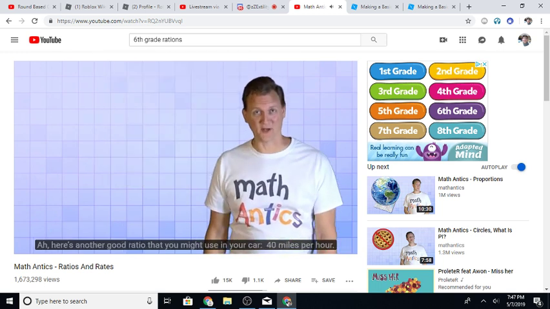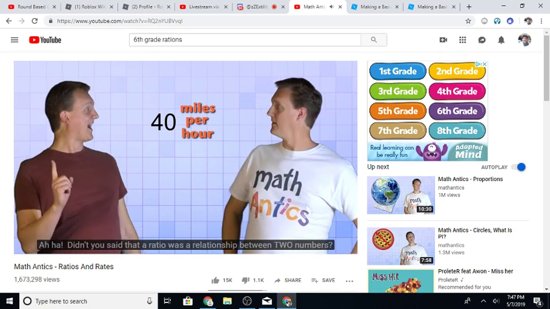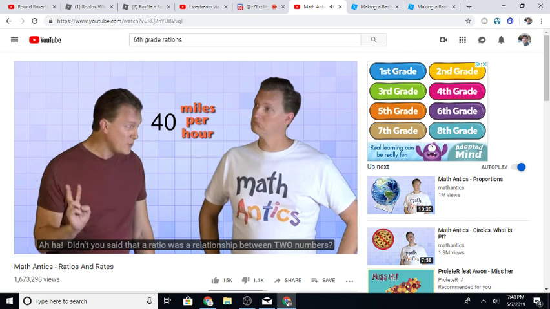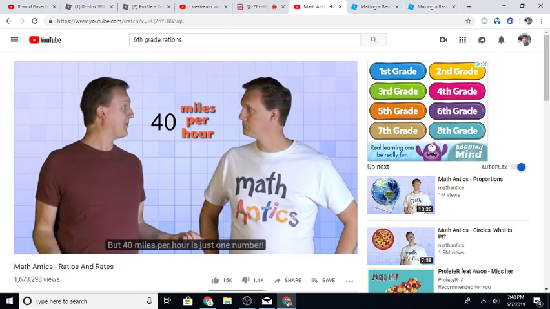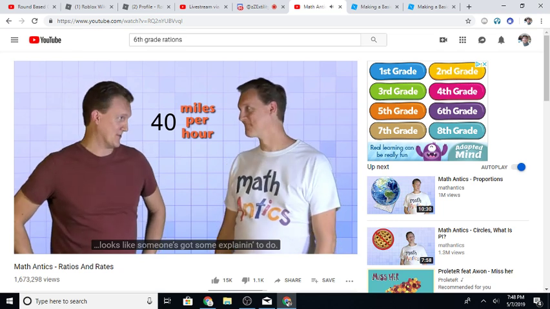Here's another good ratio that you might use in your car. 40 miles per hour. Aha! Didn't you say that a ratio was a relationship between 2 numbers? But 40 miles per hour is just 1 number. Looks like someone's got some explaining to do.